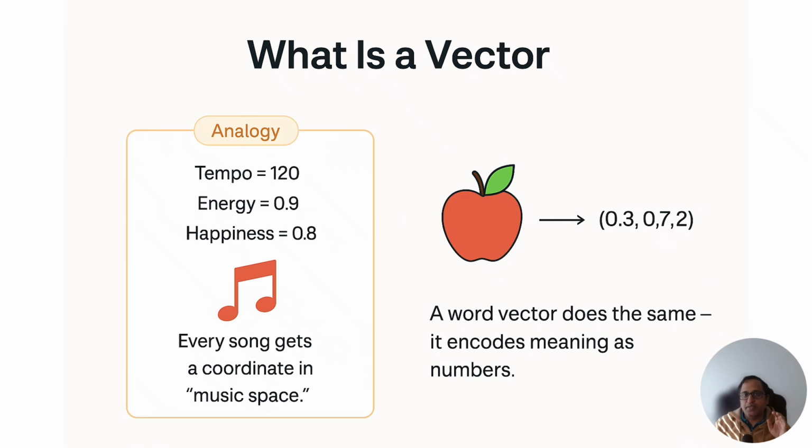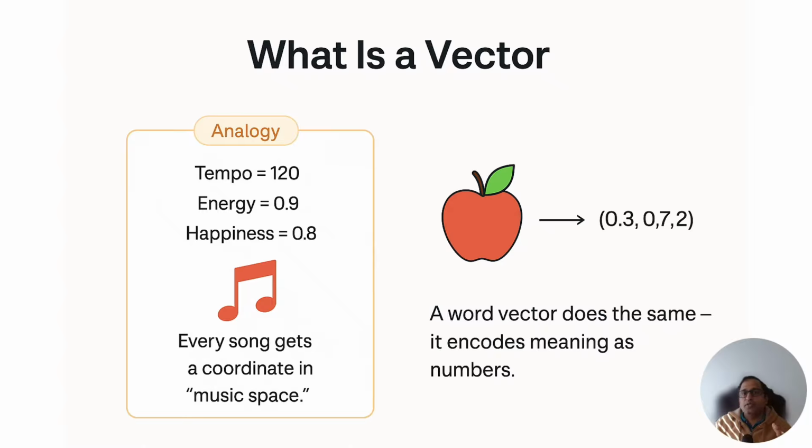So first, let's make sense of what a vector really means. For a moment, don't worry about the math. Just think in plain language. Imagine you want to describe a song using numbers. You could measure tempo, energy, happiness level, right? So there are different ways you can measure a song. Song A might have a tempo of 120, energy of 0.9, happiness of 0.8.